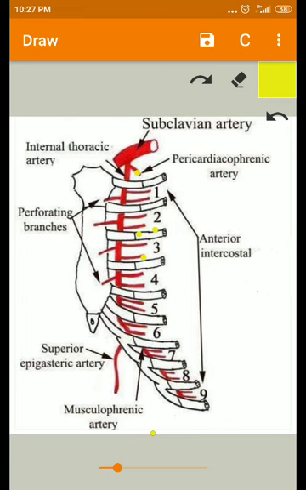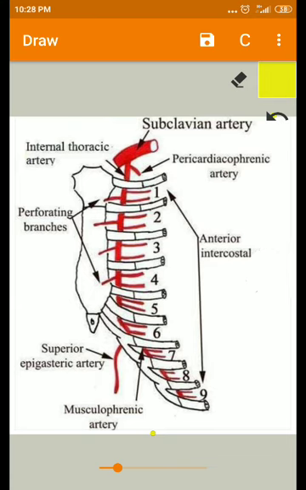Now coming to the branches. It gives the pericardiophrenic artery, and some mediastinal arteries, which are small and irregular branches. Then there are the anterior intercostal arteries, perforating branches, the superior epigastric artery, and the musculophrenic artery. So there are six branches arising from the internal thoracic artery. Now we will see them one by one.